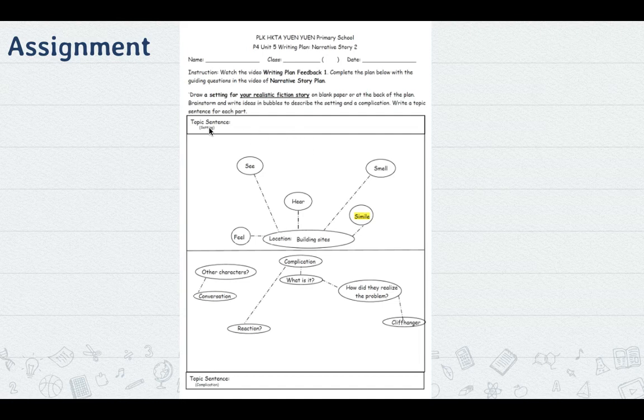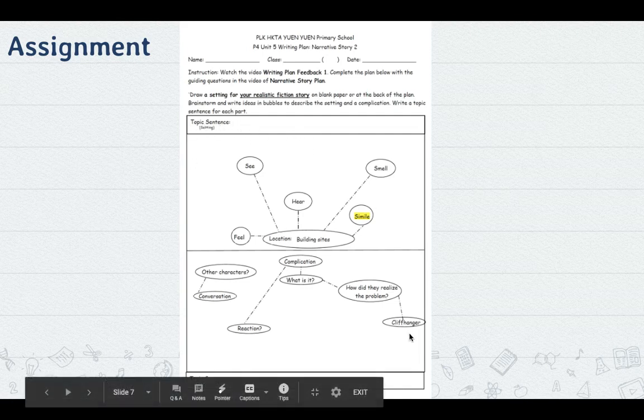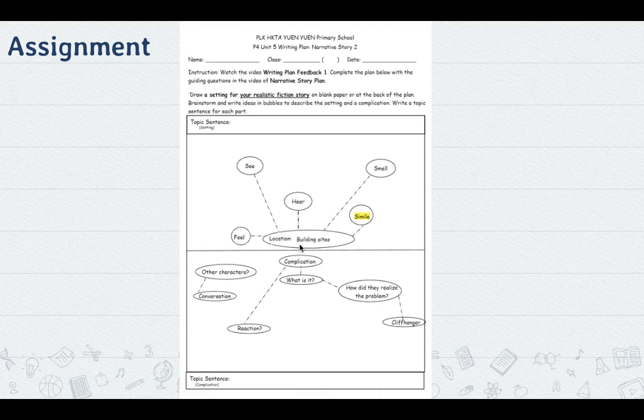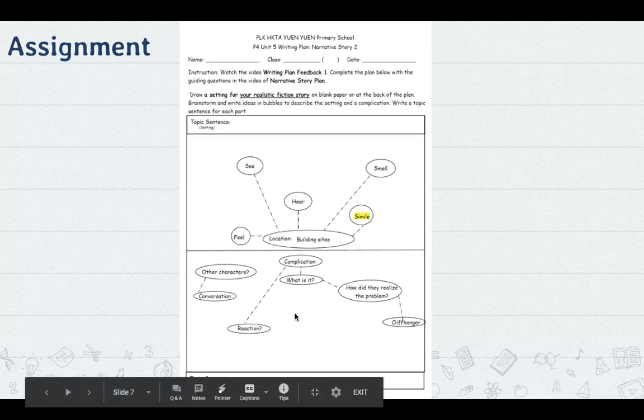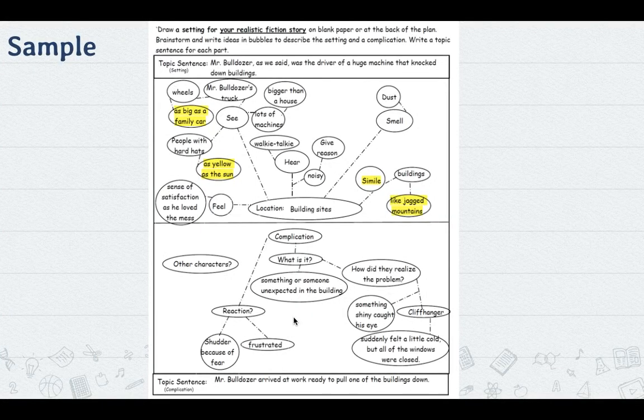So very similar topic sentences for both paragraphs. We will suggest you to leave them at the end after you have all the ideas ready in the middle. And here, location, you will need to write down the name of your setting, the place. I will remove building sites from your real worksheet. And then here, you will see complication. What is it? Here, you will write your main problem of the story. So let's look at an example.